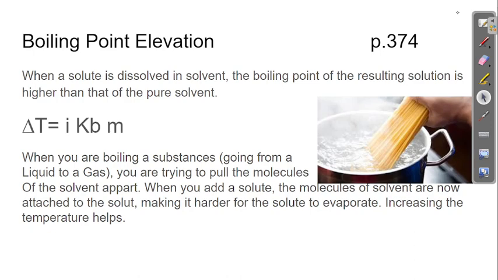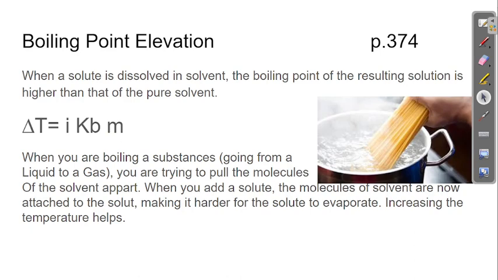Page 374. You have a new formula. The change in the temperature is increasing, so that's why it's a positive number. Is I still the same, meaning break down those ionic compounds, but if it's a polar covalent molecule, that's 1. And then you have a constant that's going to be given to you, a boiling constant for the solvent, and the molality again. We're working with molality again.